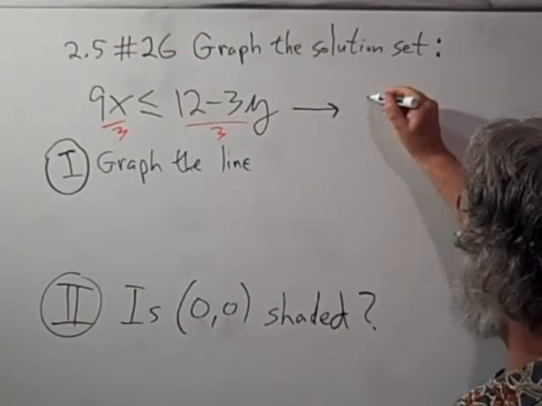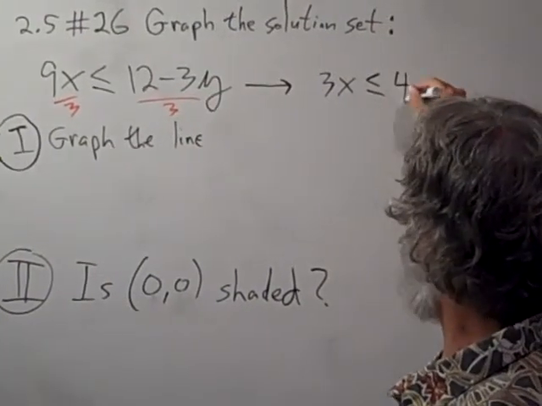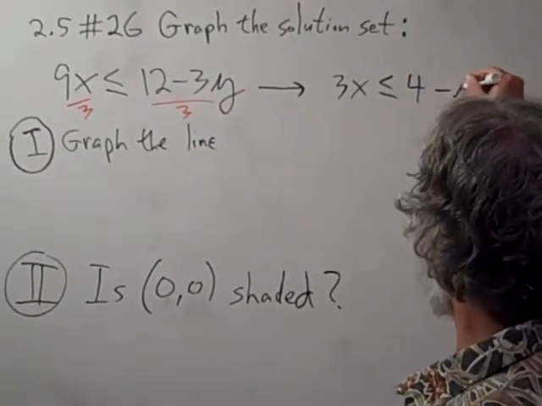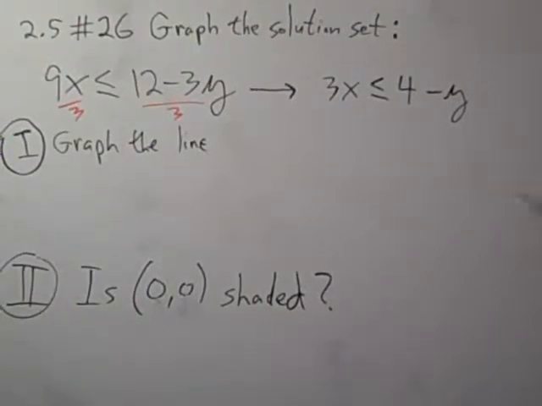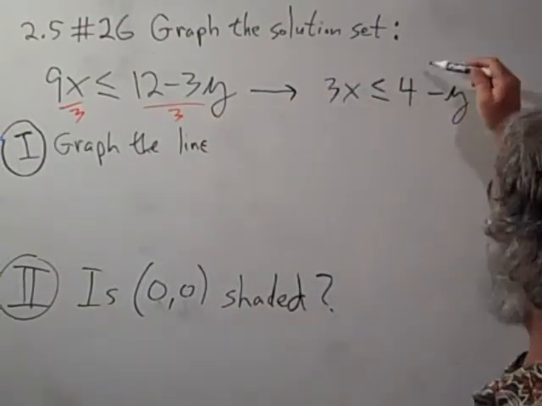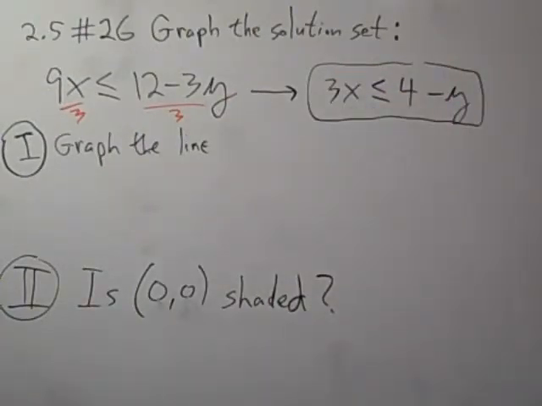Our inequality becomes then 3x is less than or equal to, 3 goes into 12 4 times, and the 3's cancel there. So 3x is less than or equal to 4 minus y. The solution set to the original inequality will be the same as the solution set to this one. And this is easier to work with.